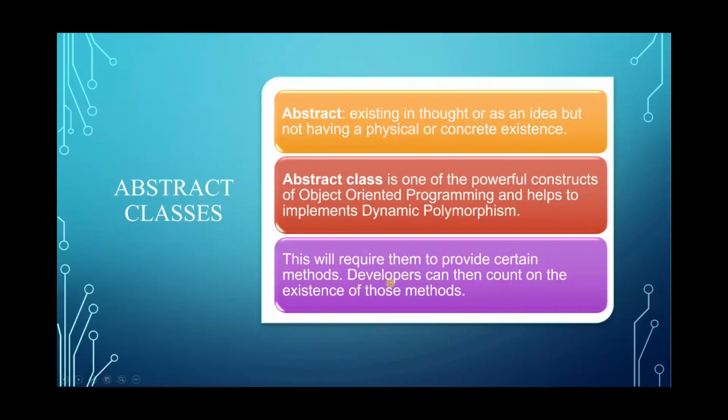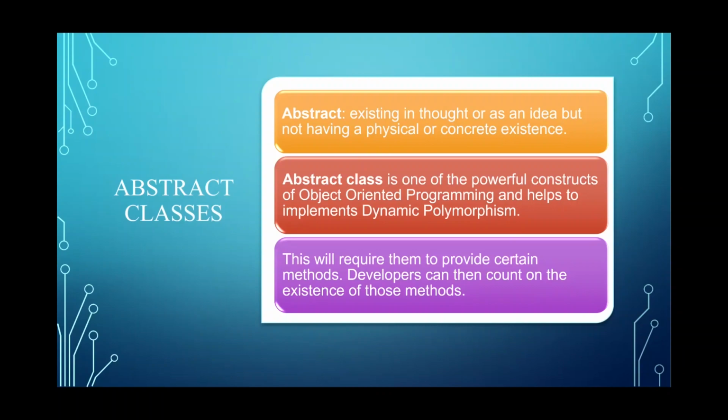Okay, now let's move on to abstract class. And with abstract classes, we are not going to spend much time because it's going to be pretty much the same concept you have learned before, but this is a class that uses abstract method, or that contains abstract method. So abstract means existing in thought or as an idea, but it's basically not having a physical or concrete existence.